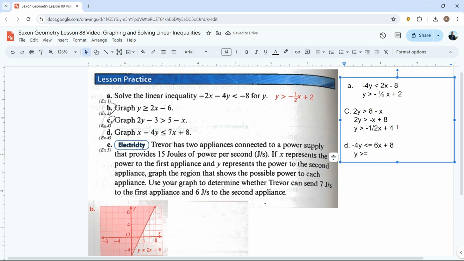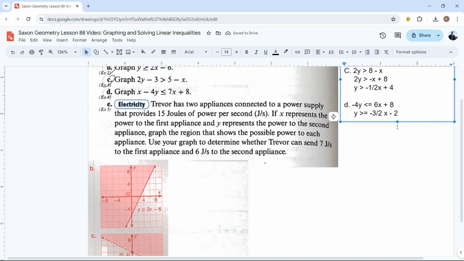6 divided by negative 4 is the same as negative 3 over 2 x minus, because it's 8 divided by negative 4, minus 2. So that should be my equation. y is greater than or equal to negative 3 halves x minus 2. Notice that this is going to be a solid line because it's or equal to.